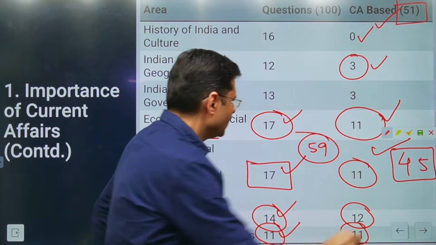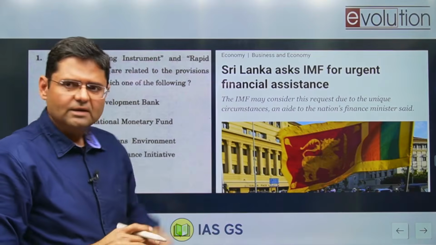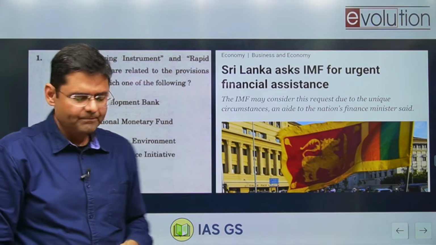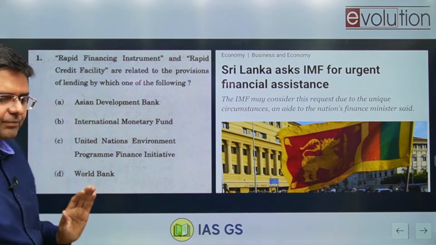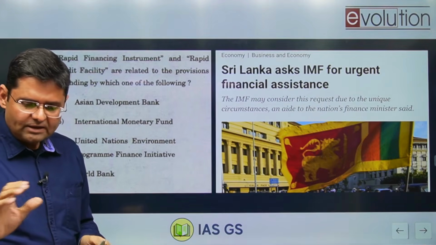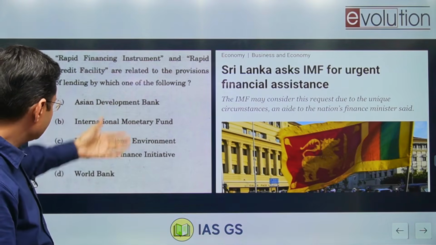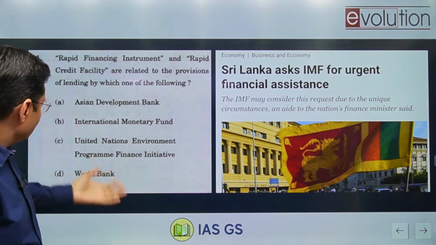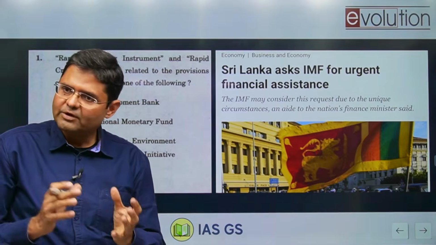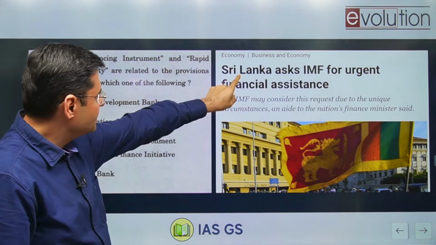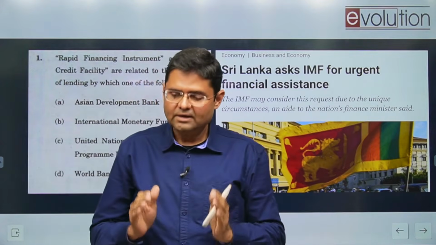Now, let's look at certain questions. This will be important. There was a question on Rapid Financing Instrument and Rapid Credit Facility. The question basically asked that these provisions are related to which of the following: Asian Development Bank, International Monetary Fund, United Nations Environment Programme Financial Initiative, and World Bank. And where was it coming from? It was coming from Sri Lanka asking the International Monetary Fund for urgent financial assistance.